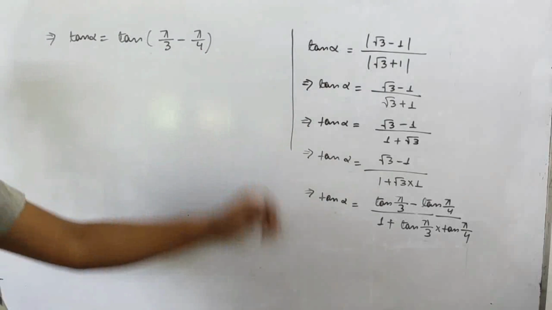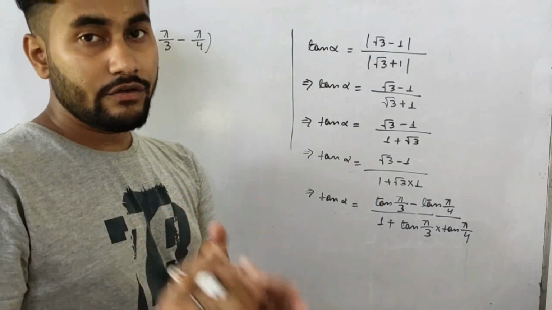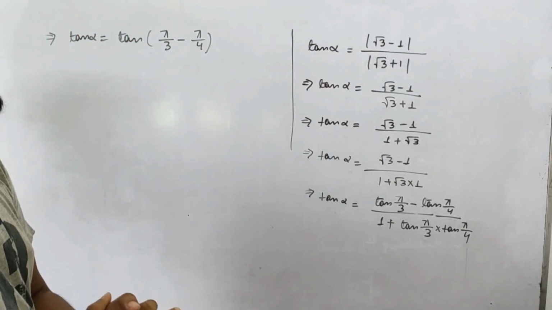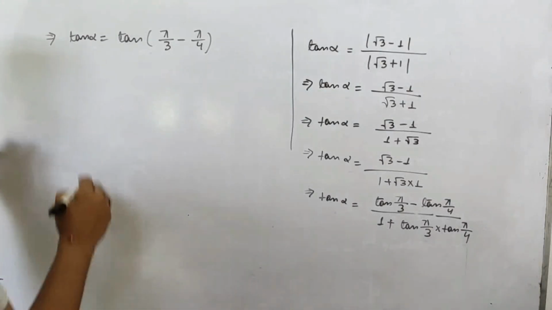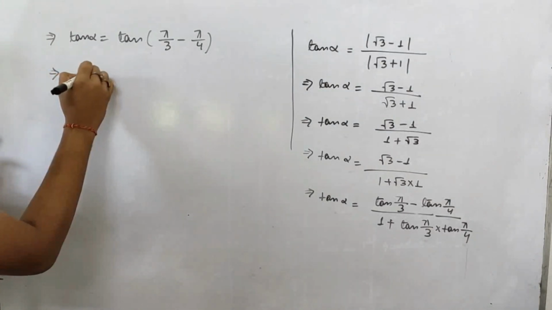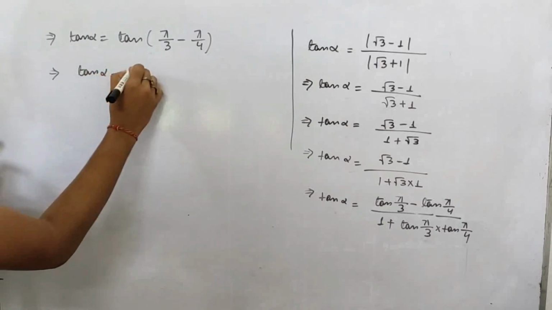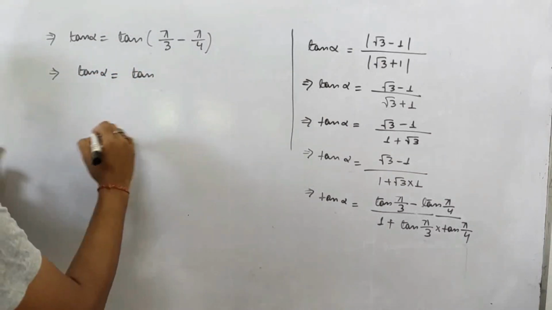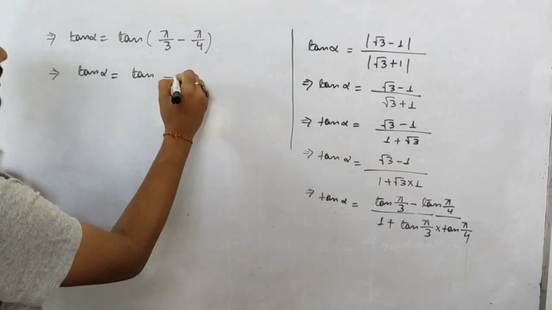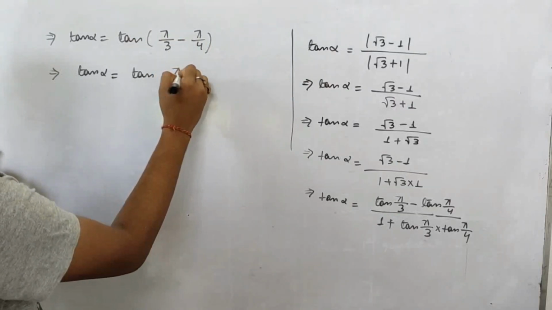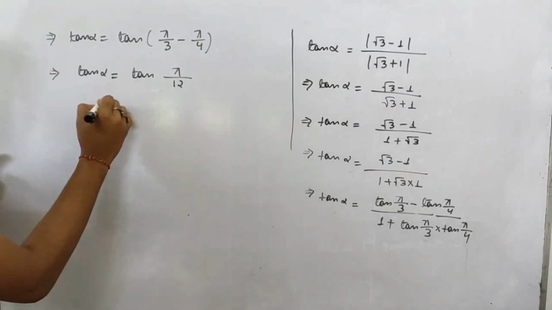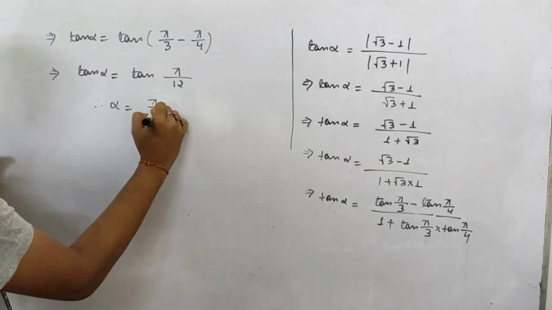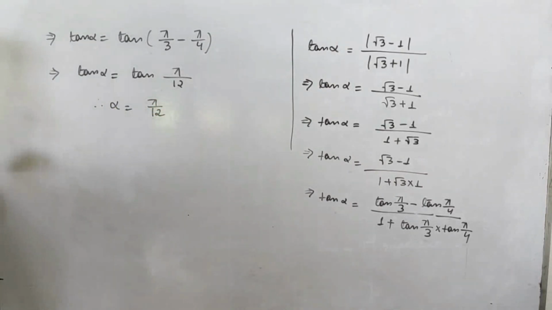That is 60 degree minus 45 degree. How much will you get? 15 degree. 15 degree is what? 15 degree is pi by 12. So tan alpha will be equal to tan pi by 12. 4 pi minus 3 pi will be what? Pi. So pi by 12, that is 15 degree. Therefore alpha will be equal to pi by 12.